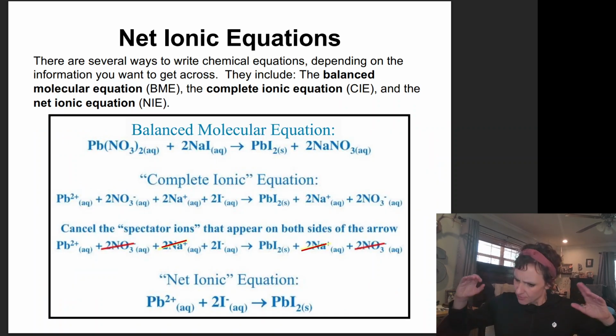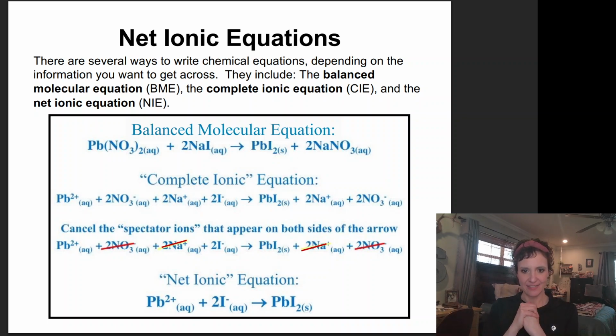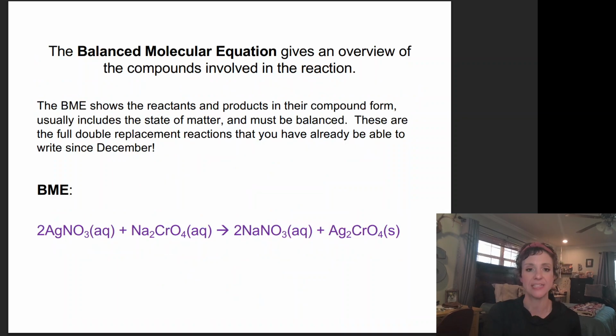Okay. So what does this all mean if I bring it all together? This is bringing us to the term net ionic equations. There are actually several ways to write chemical reactions in aqueous solutions, depending on the information you want to get across. They include just a balanced molecular equation, like we practiced writing just now, okay? Then a complete ionic equation and then a net ionic equation. We're going to walk through an example of going from a balanced molecular to a complete ionic to a final net ionic equation, step by step, okay?